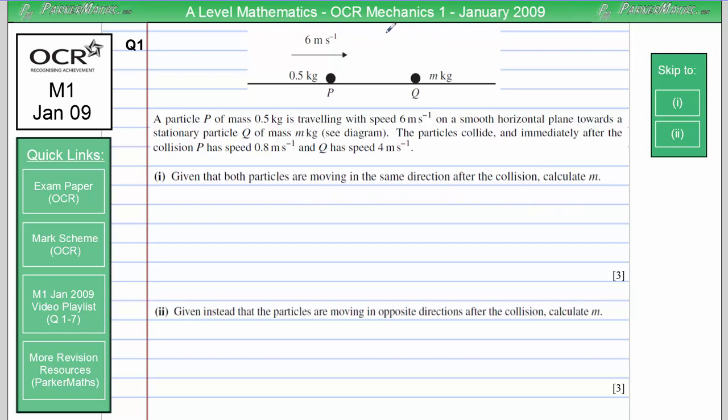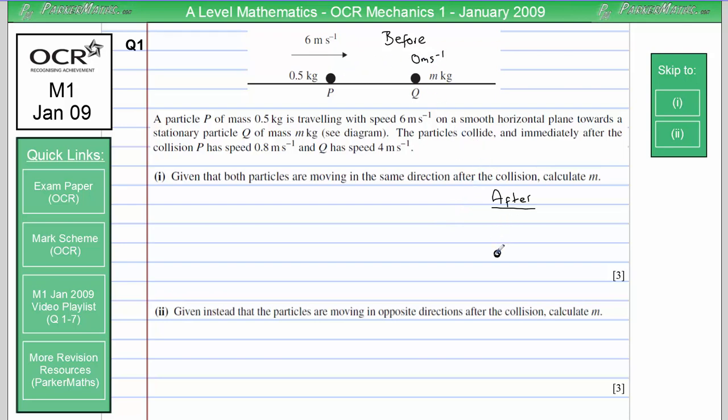The first thing I'm going to do is label this diagram before, because up here is what happens before the collision. I'm also going to put the particle Q is stationary, so that's travelling at 0 meters per second. I'm interested in what happens after the collision as well, so I'll draw a diagram for that. And it says both particles are moving in the same direction. Well, if P is moving to the right and Q is stationary, then the net momentum after they collide is also going to have to be towards the right.